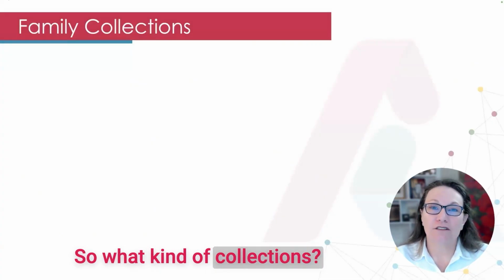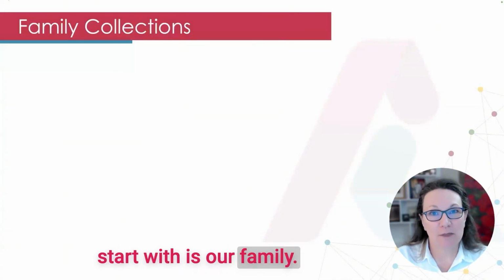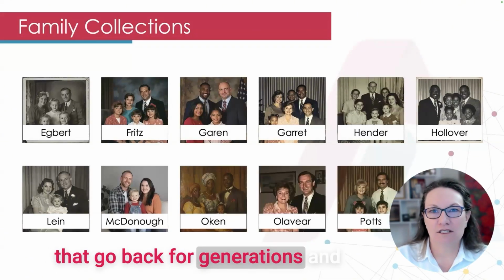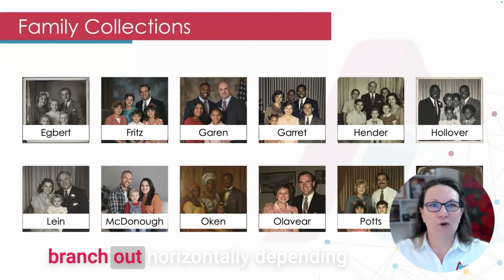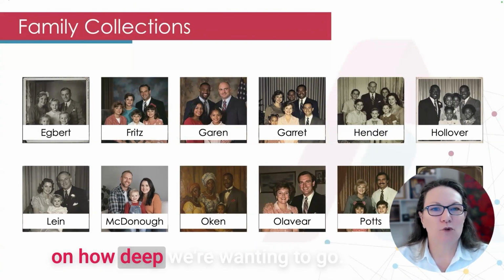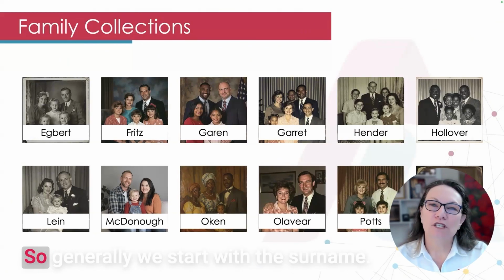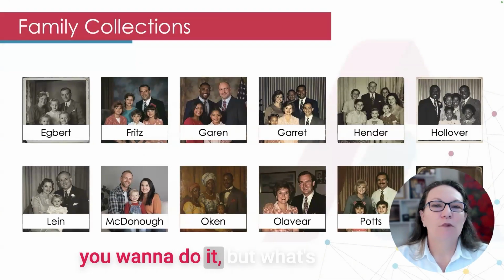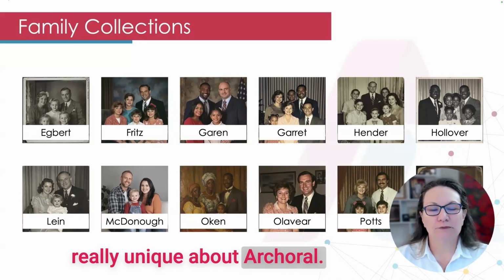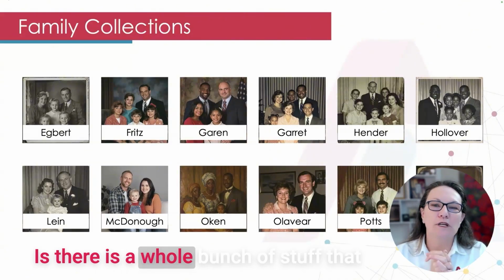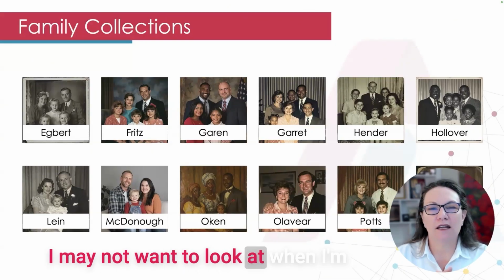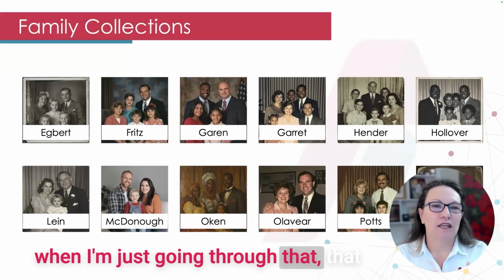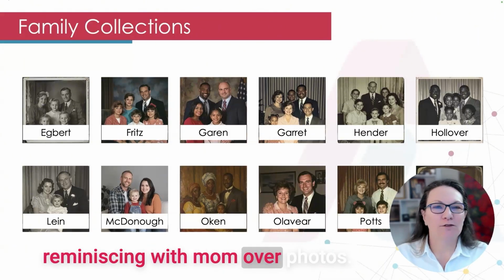So what kind of collections? The first one we're going to start with is our family. We've got all of these family lines that go back for generations and generations, and they can also branch out horizontally depending on how deep we're wanting to go. So generally we start with the surname. Obviously, start with however you want to do it. But what's really unique about Archoral is there's a whole bunch of stuff that I may not want to look at when I'm just going through my family history, when I'm just going through that reminiscing with mom over photos.